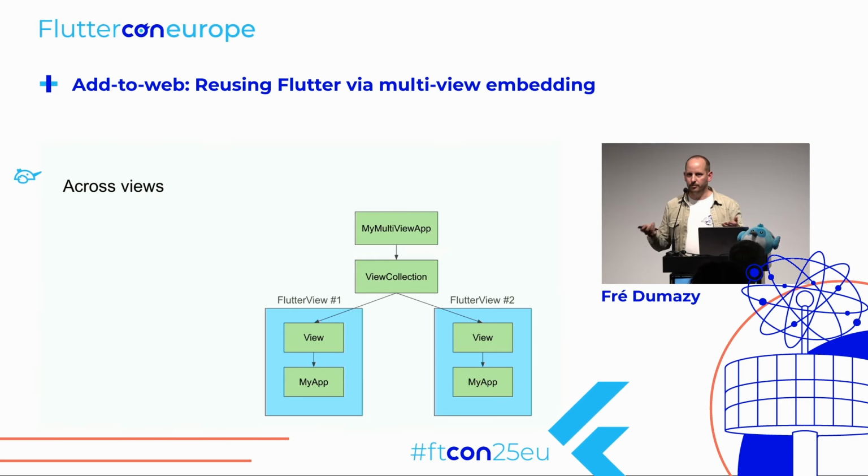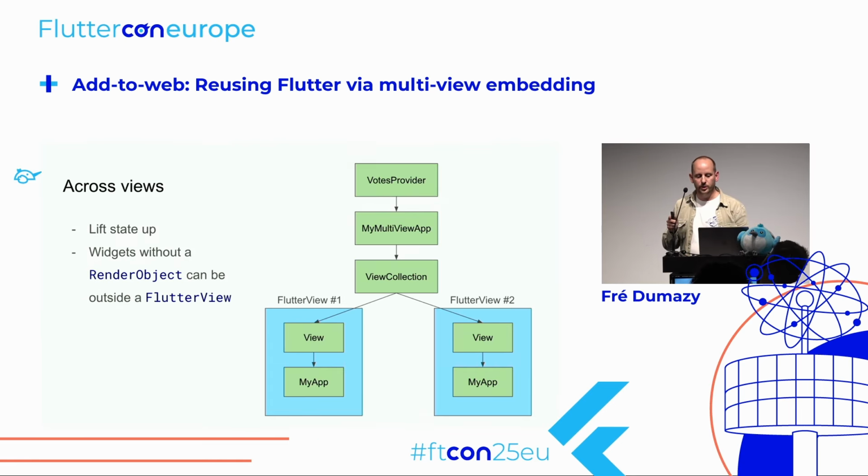Now, in Flutter, in general, how do we share state among siblings? We just lift it up, right? And this works perfectly, because as long as your widget doesn't result in a render object, it doesn't have to be within a Flutter view. So you can just add whatever you want on there. So it's easy to share state like that.